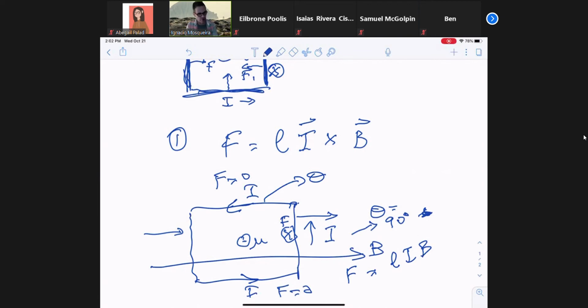Please make sure you agree with that, because on the sides, the angle is 90. Right? The current is going up. The B field is to the right. That's a 90-degree angle. That's not 0. Okay, so there is a force on the right side. There is a force on the left side, but there is no force on the top and bottom. The forces on the top and bottom are 0 in this situation.